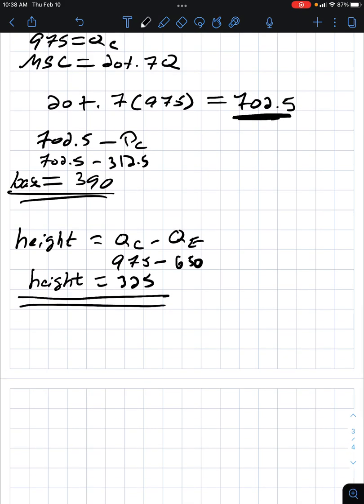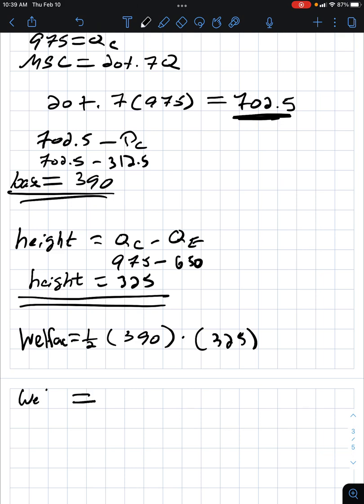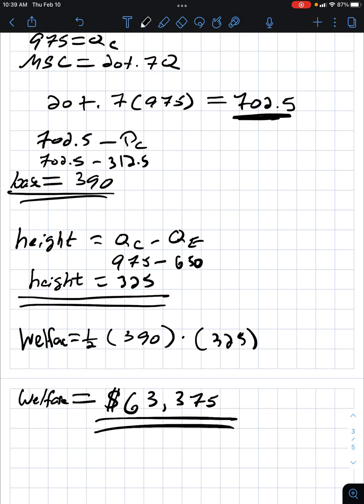So now to find the area of the triangle ECB, to find our welfare value, we do one half times the base, 390, times 325. And we will get a value. Welfare is going to be equal to 63,375.